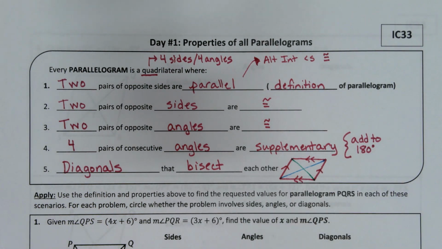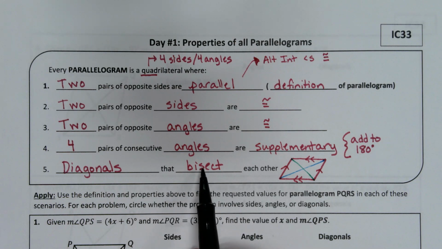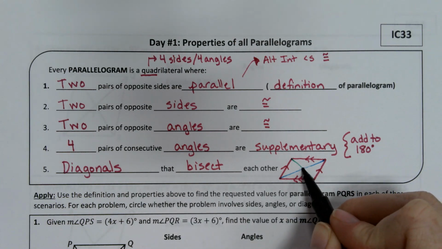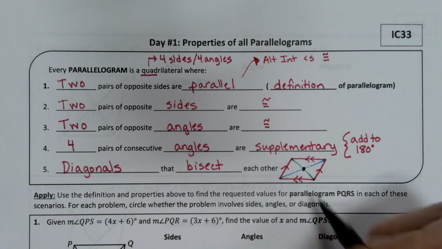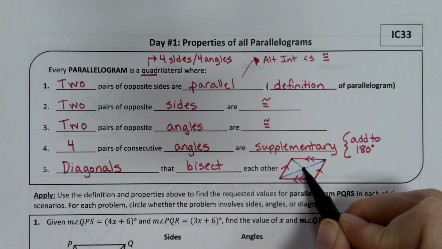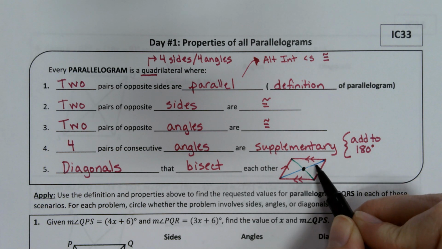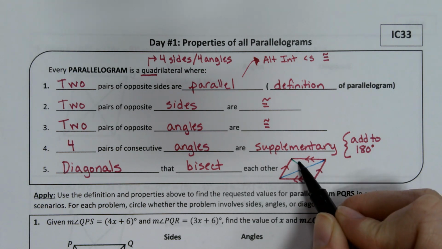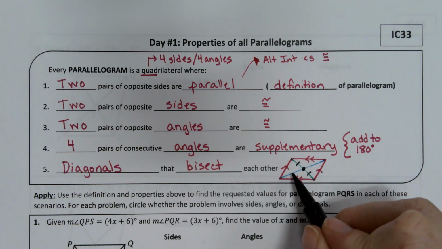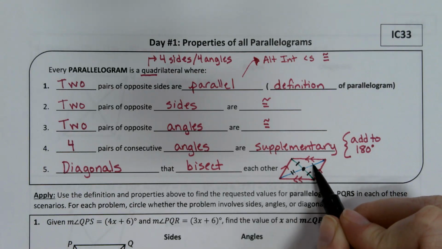So when we're talking about the diagonals bisecting each other, we're talking about segments bisecting each other. Usually when we use the word bisect, it has to do with angles, but we're talking about segments this time. So what that really means is that that intersection point for the diagonals is a midpoint, not only for the first diagonal I drew in, but also for the second diagonal that I drew in.